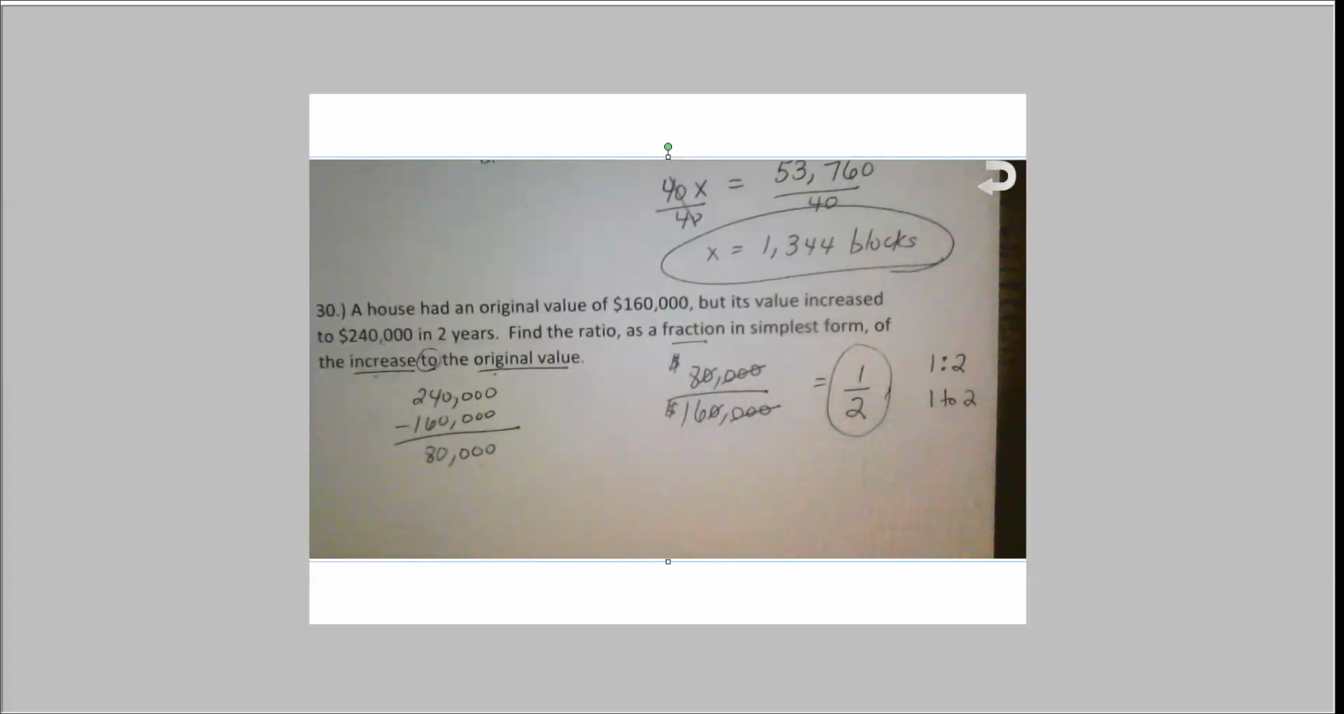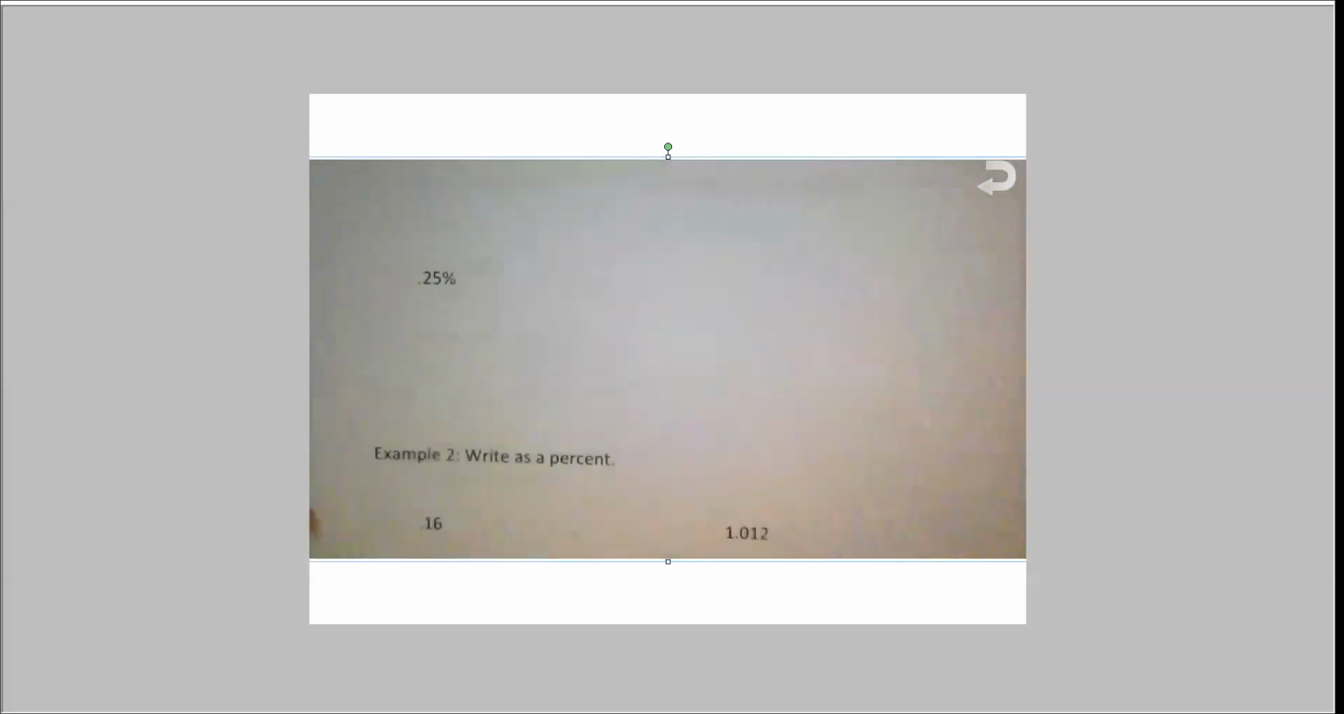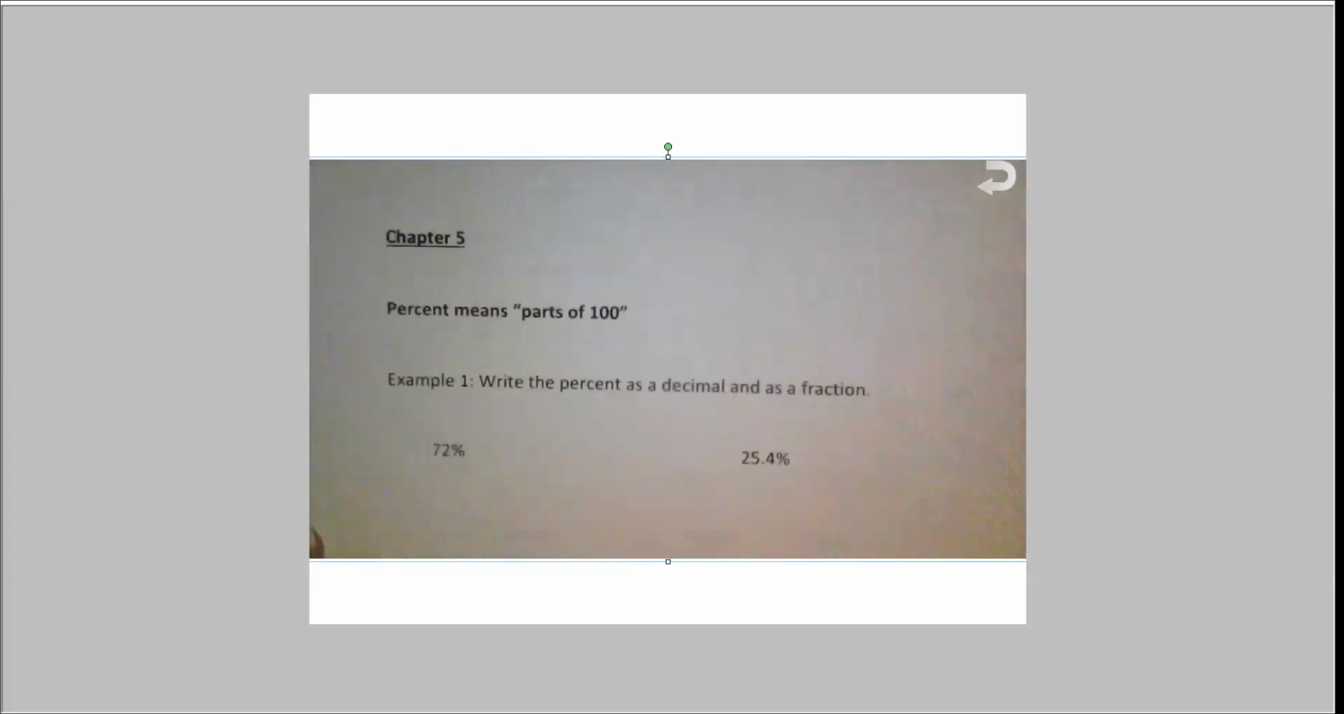Okay, so that's what chapter 4 is going to look like. Setting up ratios, finding unit rates, and solving proportions. So you may want to go back over those notes and examples at a later time as you prepare for this week's apply. All right, chapter 5 is mainly about percents and converting percents to decimals or fractions or any form of that.